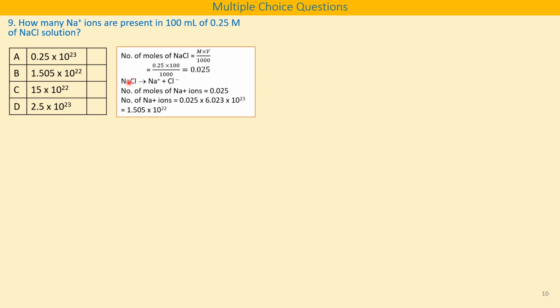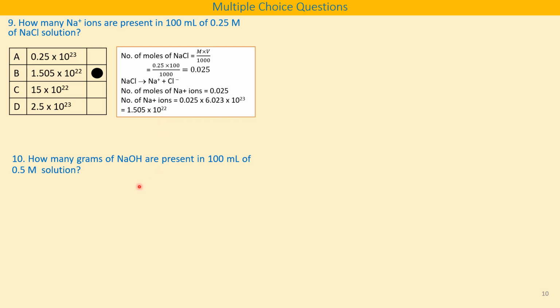Further, NaCl breaks up into Na plus and Cl minus, the positive ion of Na and the negative ion of Cl. Therefore, the number of moles of Na plus ions will be 0.025, which we have calculated previously. Therefore, the number of Na plus ions will be equal to 0.025 into 6.023 into 10 to the power of 23, that is equal to 1.505 into 10 to the power of 22. So this option is available in option B.